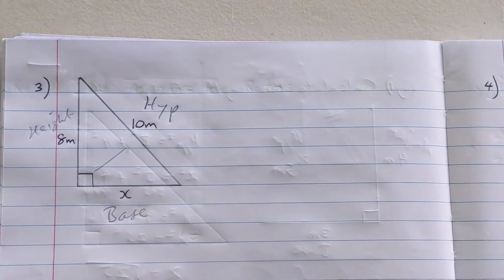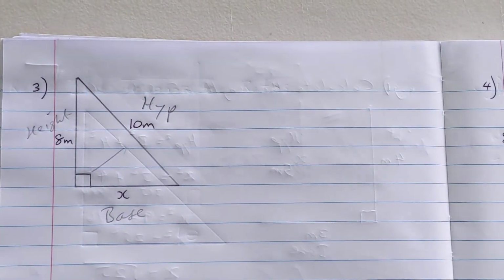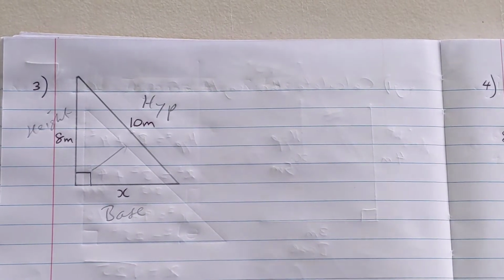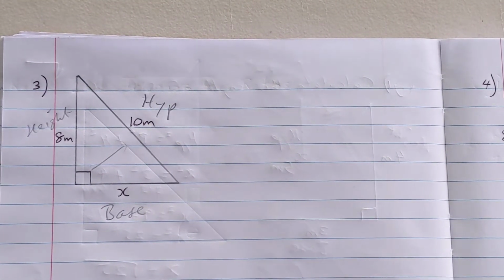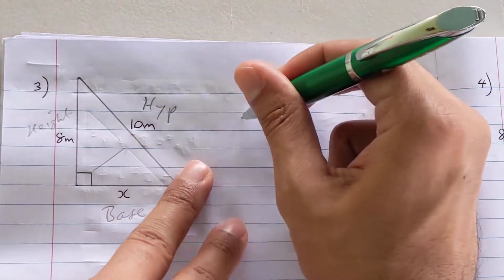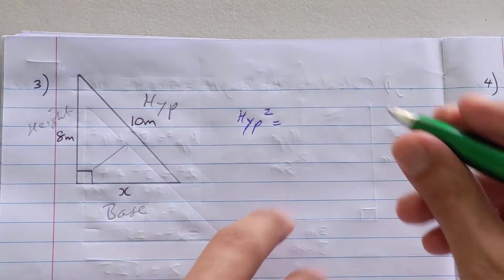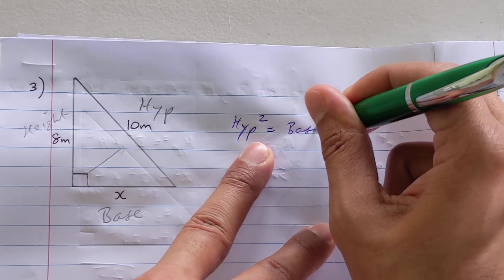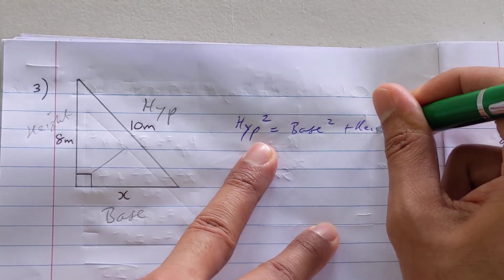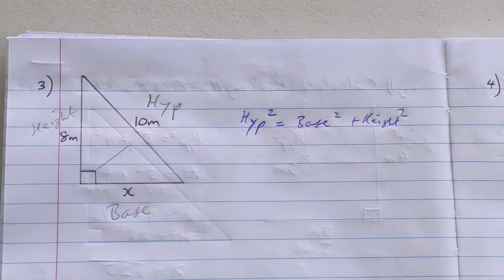So let me write out my formula again, because there are two things beneficial about writing out the formula. You're more likely to remember it, and you're less likely to make a mistake as well, which is why we should write out the formula. So you'll get accustomed to writing it out. So hypotenuse squared is the base squared plus the height squared. And let me start putting it in.